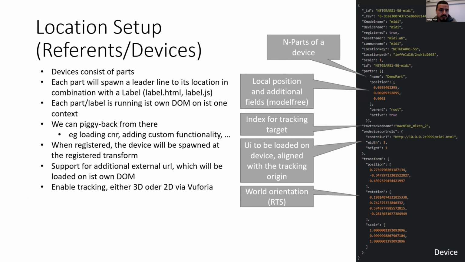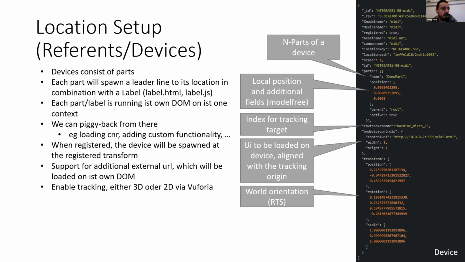Yeah, and on the right hand side, we see how such a device would look like. It has, for example, what parts are there and where it is in the world. And based on that information, we can spawn it when we detect, for example, a new location.